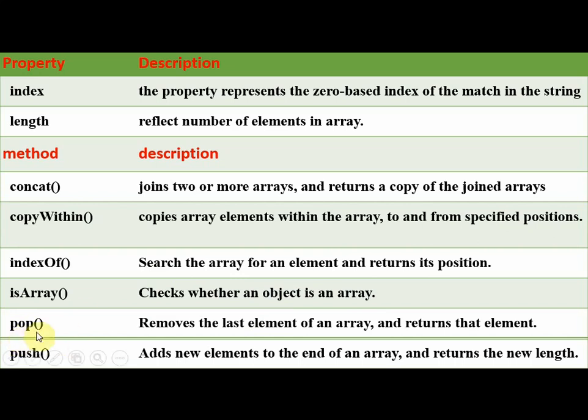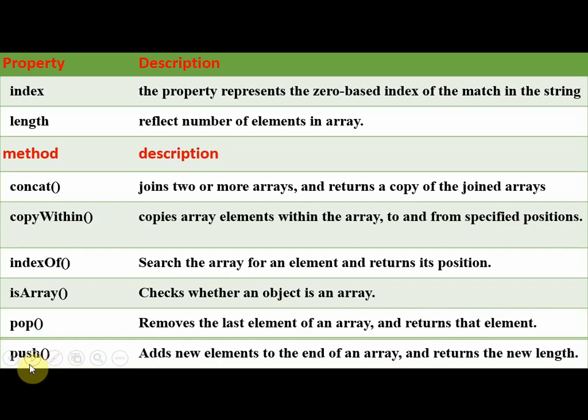Next, pop, the pop function. It removes the last element of an array and returns that element. It means from the array list the last element will be returned. For example, in the fruit list there will be three fruit names, mango, orange and pineapple. The last array element will be returned, that is pineapple.